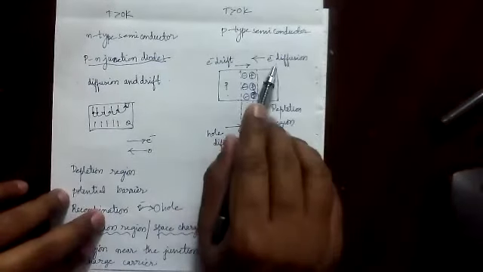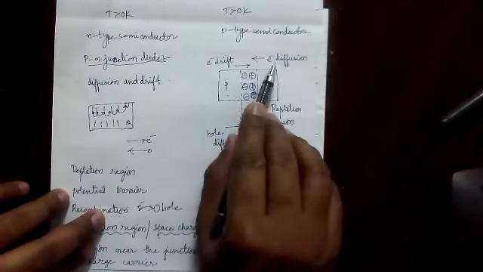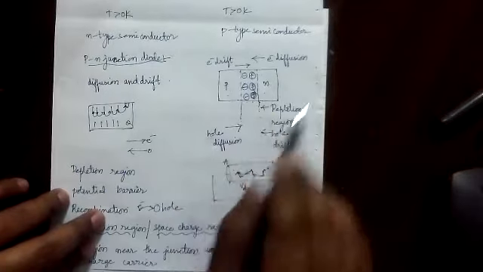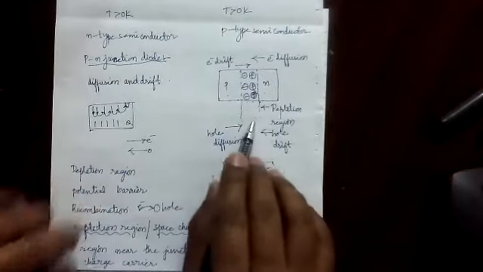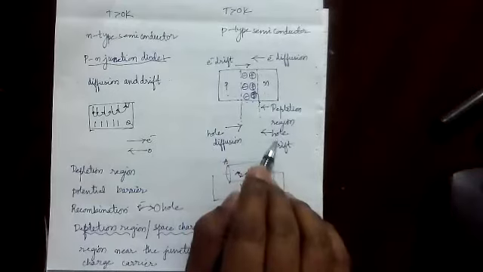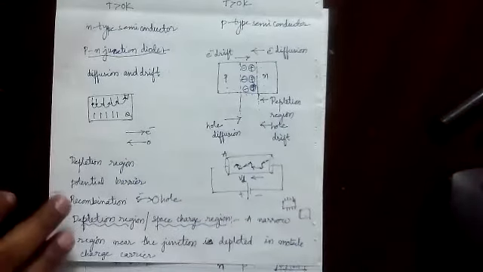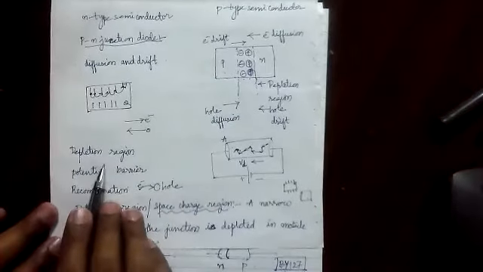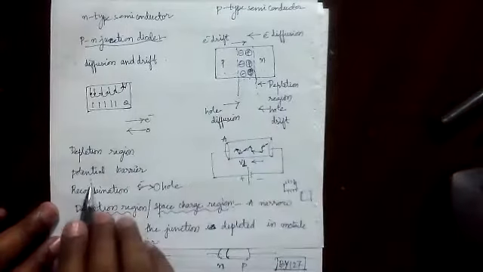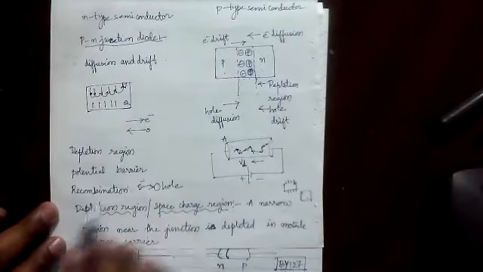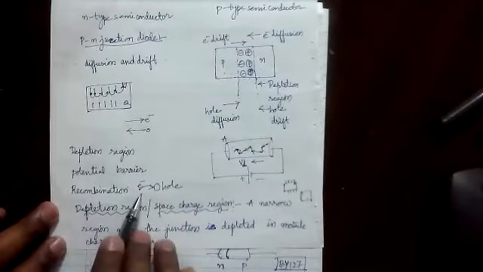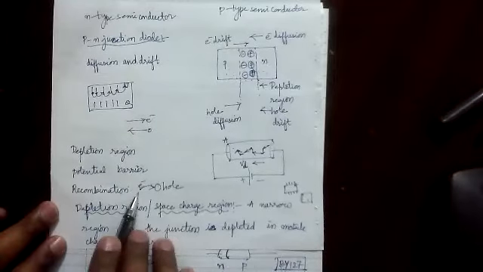So here in N type we have electron diffusion, and here we have electron drift. Here also we have the depletion region. This is hole drift and hole diffusion. So here is the depletion region, and next is the potential barrier. This region is said to be the depletion region. The barrier is said to be the potential barrier. And here we have recombination of electrons, that is, electron-hole recombination takes place.